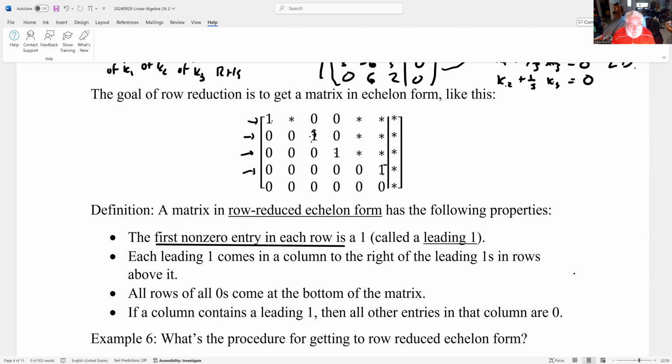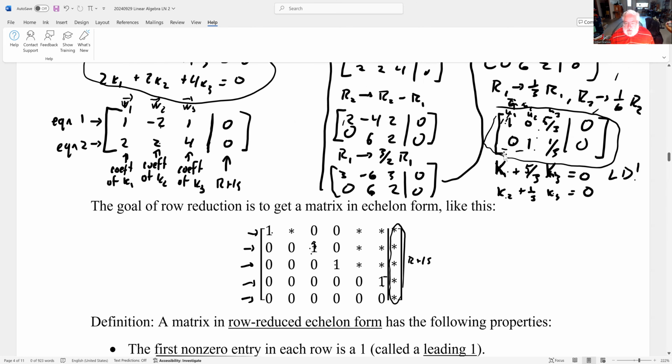All rows of zeros are at the bottom. So there's a row of 0. This right-hand side, we're just sort of ignoring for the moment. Right, we're just looking at the matrix of coefficients. And if a column contains a leading 1, then everything else in the column is 0. So that's the form we want to get things in row reduction. And that, like this thing here, gives us relationships between the vectors.